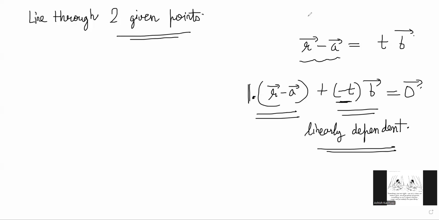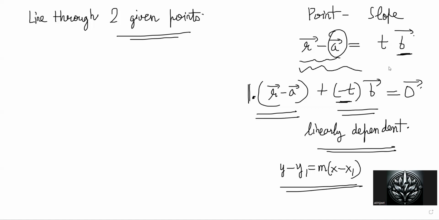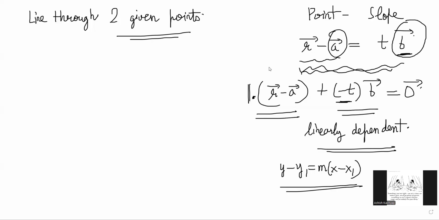What we just saw was the point slope form, right? The point was A, the slope was B. If you know straight lines in 2D geometry, you know the point slope form of a line equation: y minus y1 is equal to m into x minus x1. I hope everyone knows this. What we have written here is the point slope form, because the slope was coming from the B vector, and the point was the A vector.